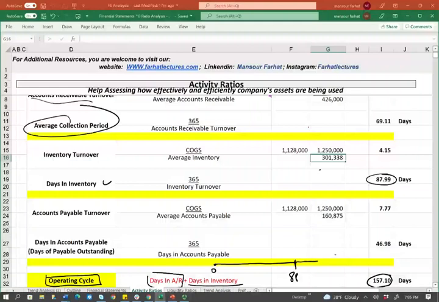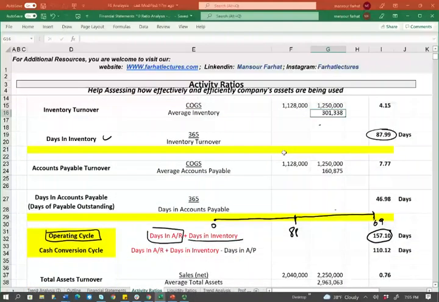After we sell it, it will take us an additional 69 days to collect the money. So those two together, 88 plus 69, that's going to give us 157 days. This is called the operating cycle, from the time we buy the product until the time we collect the cash. Now, there's another formula that we need to be aware of. Sometimes you get asked about the cash conversion cycle. The cash conversion cycle is basically taking the operating cycle and deducting from it the days in accounts payable.